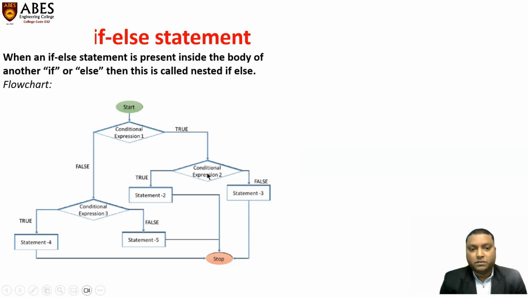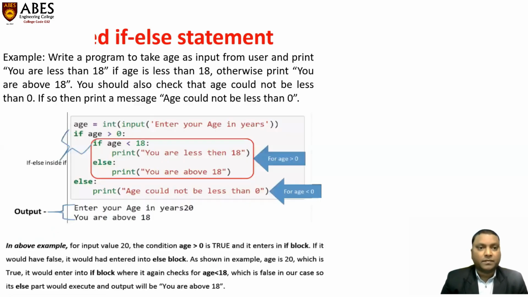If this condition is true, then we will execute statement 2. If this condition is false, then we will execute statement 3. Similarly, if conditional expression 1 was false, then we have to check conditional expression 3, and the code will behave accordingly as I have told earlier.